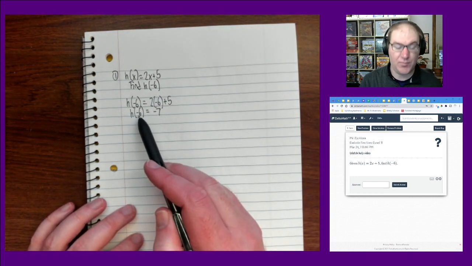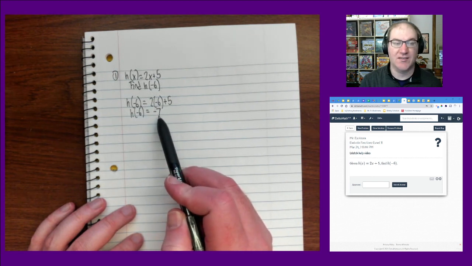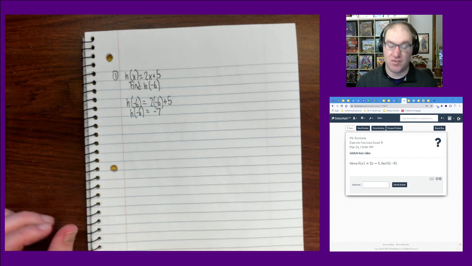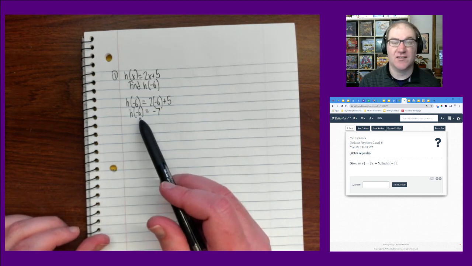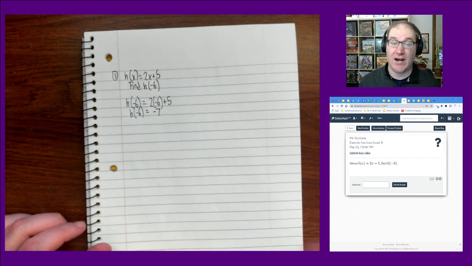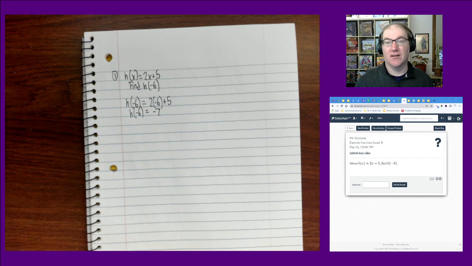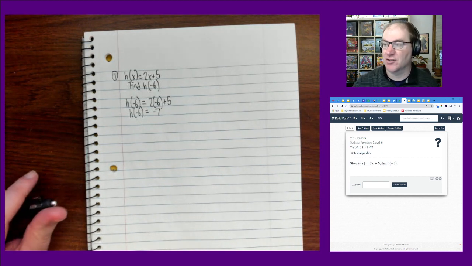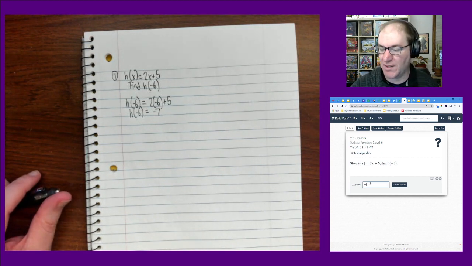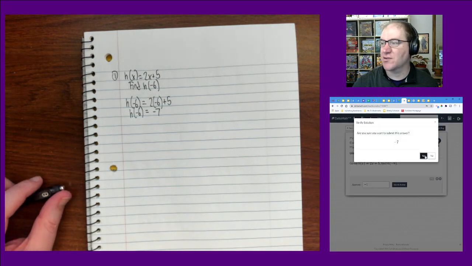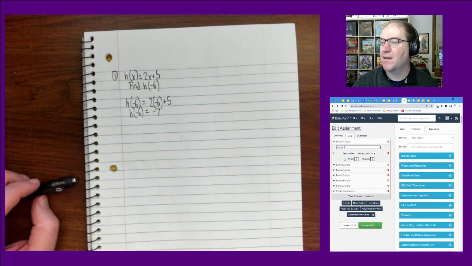That means when we input negative 6 into the h function, the output is negative 7. And because it's a function, you could input negative 6 over and over and over again, and the output will always be negative 7. That's the definition of a function. So let me put negative 7 here as an answer, just to prove to you it's right.